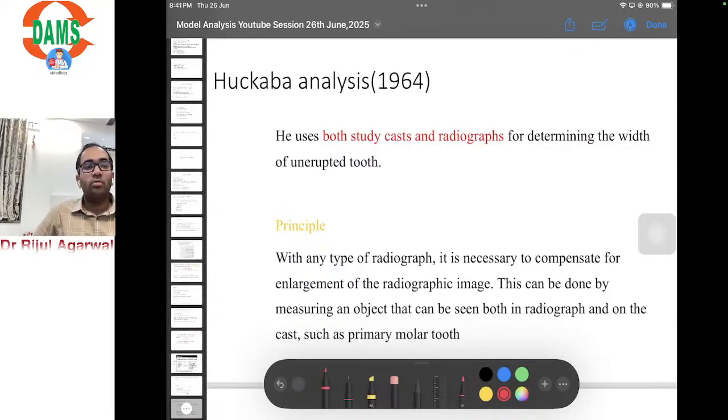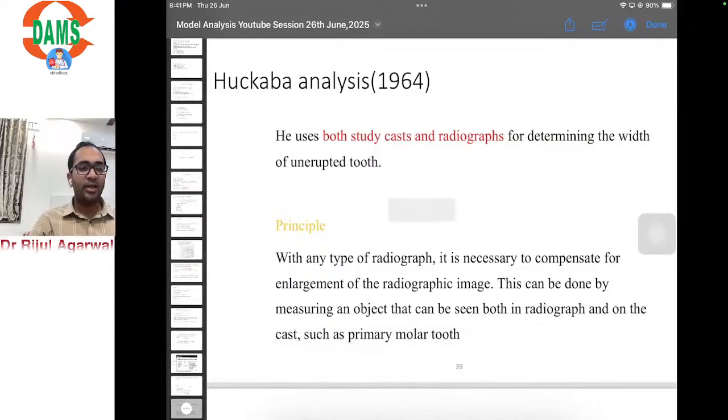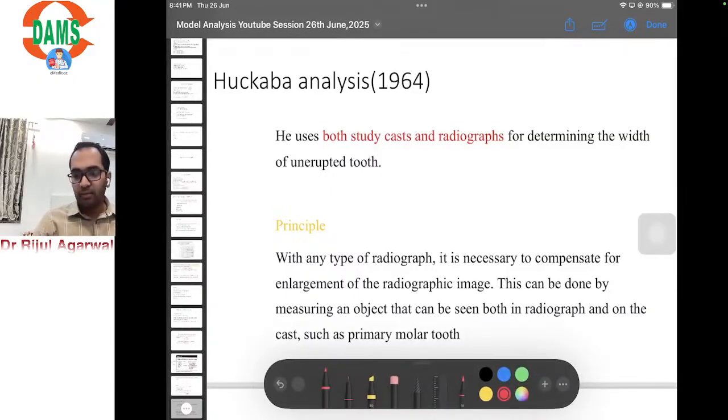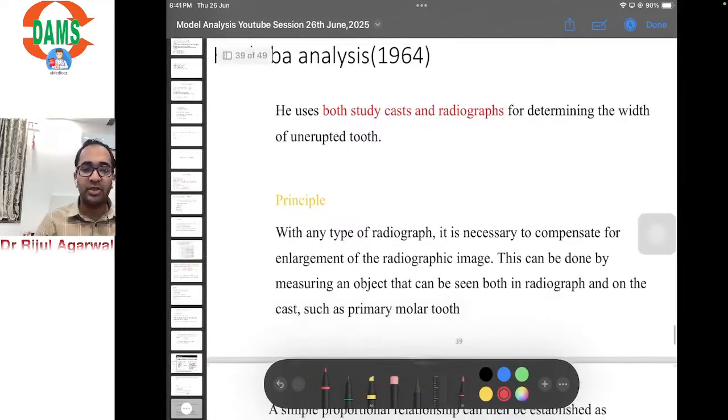Next is the Huckaba's analysis. As I told you in the beginning itself, in the classification, we use both study casts and radiographs. Where there is a radiograph, there is a magnification error, and that is eliminated by how? By taking an IOPA. As we know, IOPA is a 1:1 reproduction of the jaws. It does not have any magnification error.